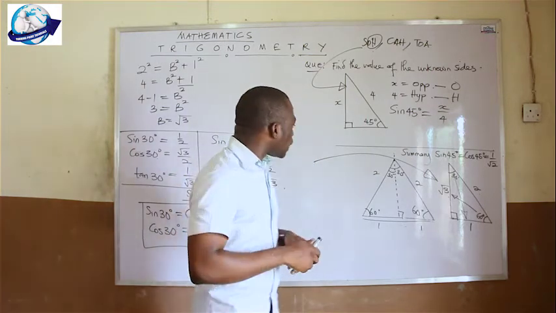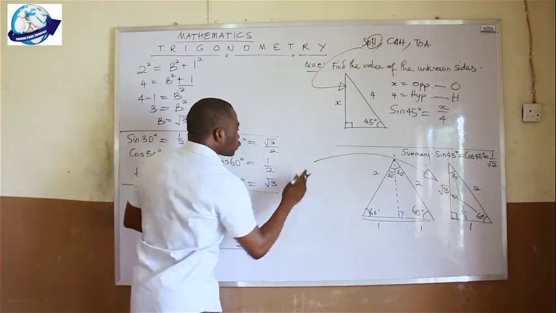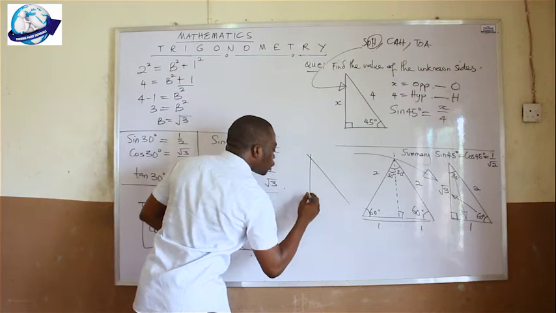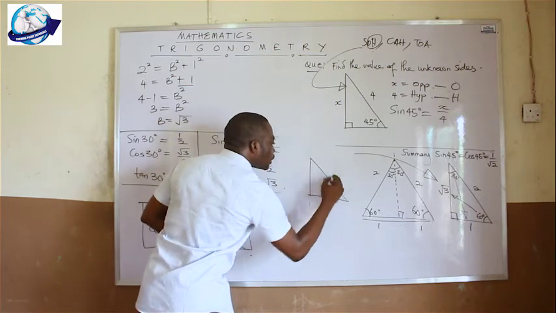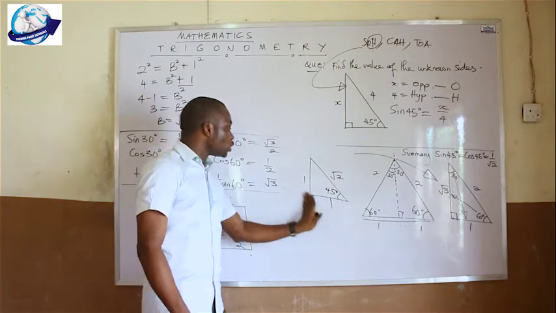I don't think I've wiped it. Have I wiped it? Okay, I've wiped it. I will help you. So this is the right angle triangle. If you forget, you can quickly draw. And don't forget: root 2, 1, 1, 45 degrees. With this knowledge, you are good to go.